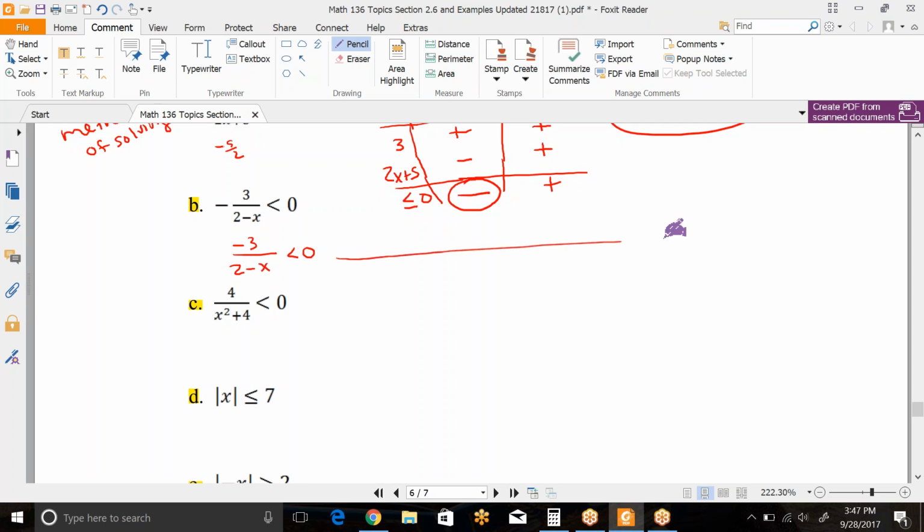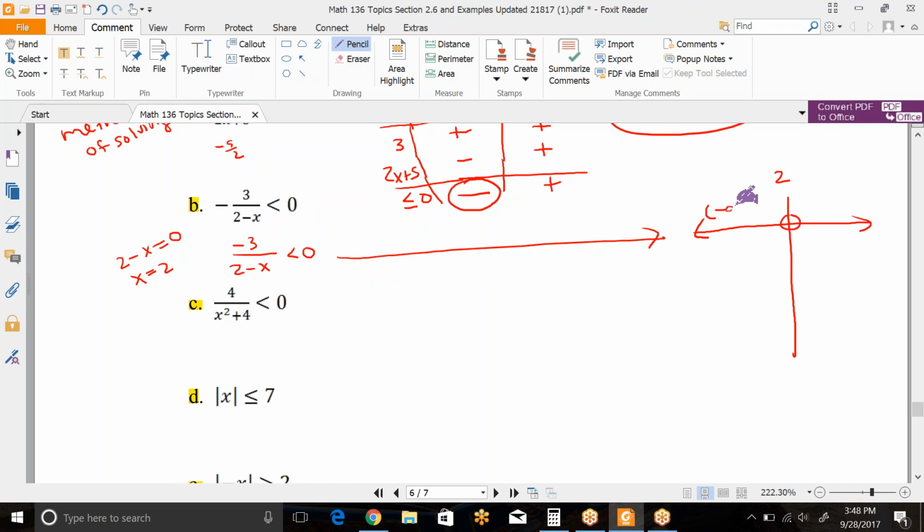So this time, and I'm going to work over here, my critical value, if I set the bottom equal to 0, that would be x equals 2. So I just added the x over. So I have a number line, and the only critical value is a 2. It has to be an open circle because it's in the bottom. And then my intervals are negative infinity to 2 and 2 to infinity. My number of choice here, I'm going to choose 0 in this interval, and I'm going to choose 4 right here. So those are my test values.